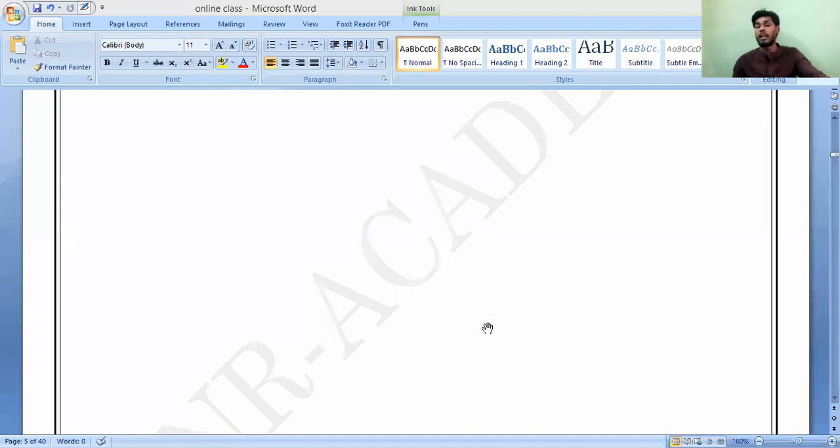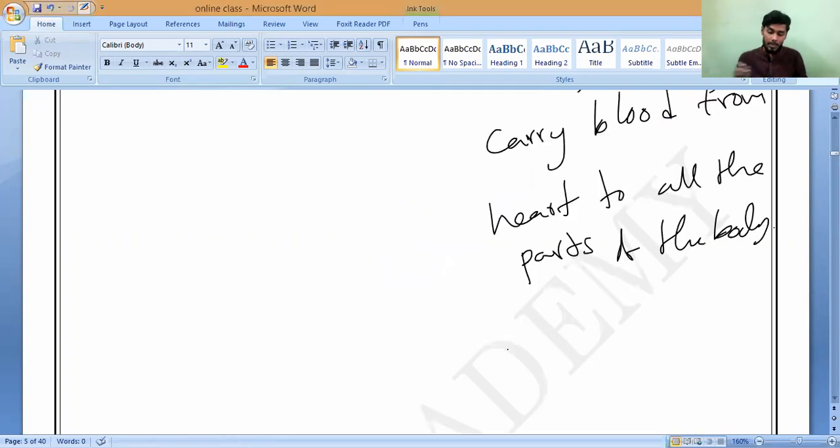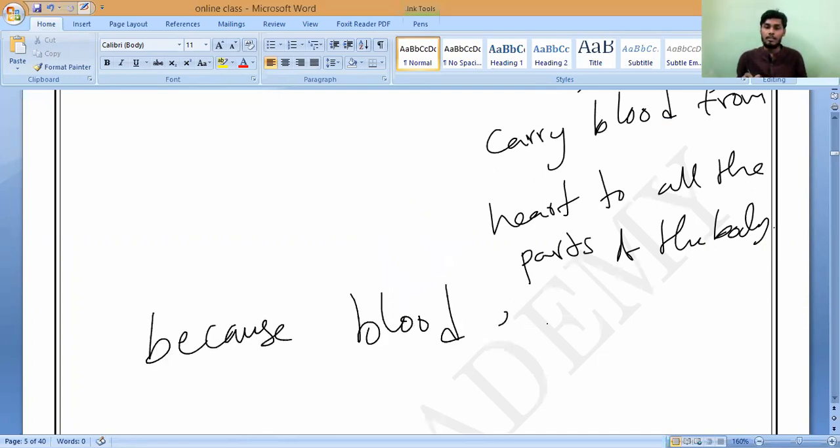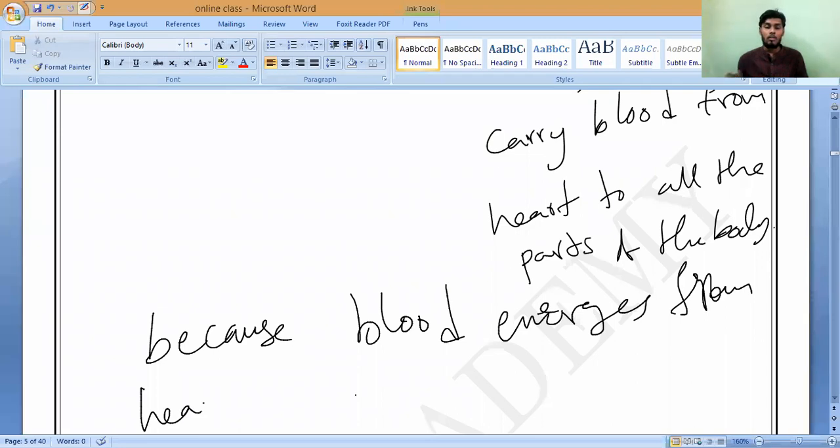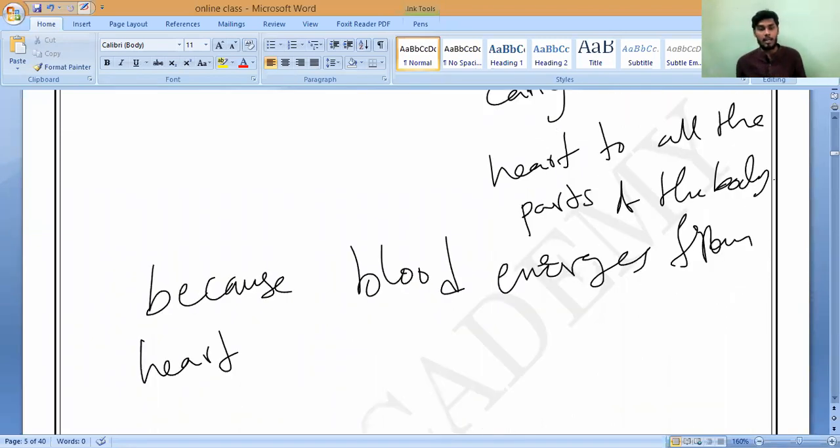That is the reason why the arteries have thick walls. Why? Because the blood which is coming out from the heart is under high pressure. Blood emerges from the heart under high pressure.